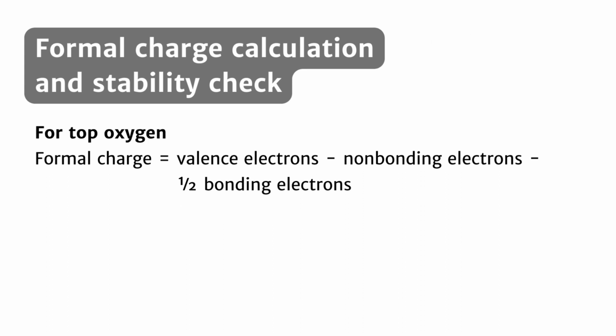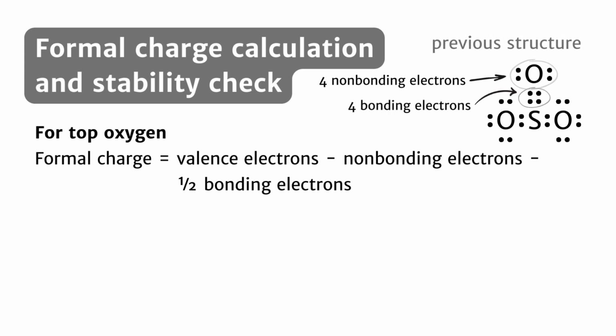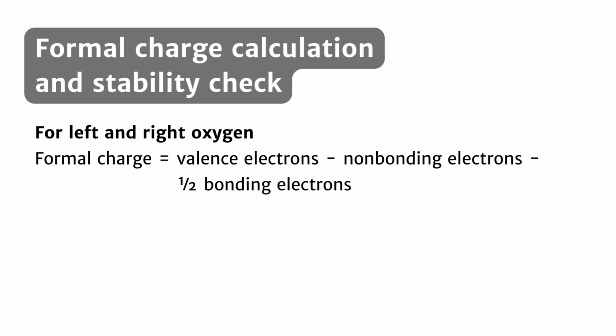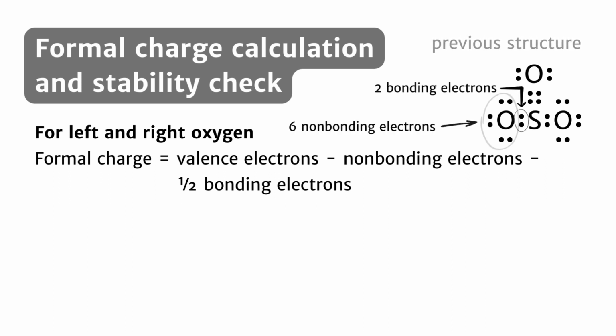For top oxygen atom, valence electrons are 6, non-bonding electrons are 4, and bonding electrons are also 4. So the formal charge will be equal to 6 minus 4 minus half times 4, which equals to 0. For left and right oxygen atom, valence electrons are 6, non-bonding electrons are also 6, and bonding electrons are 2. So, the formal charge will be equal to 6 minus 6 minus half times 2, which equals to -1.